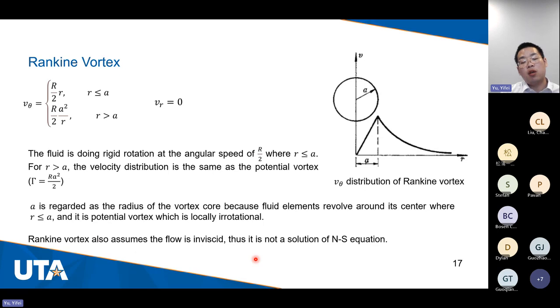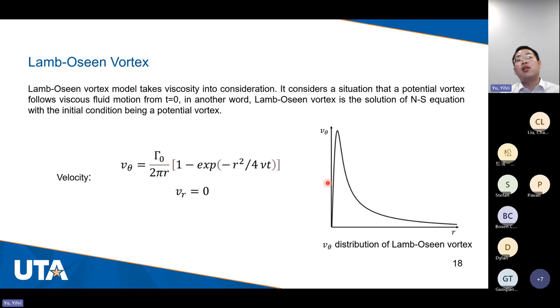The Rankine vortex also assumes the flow is inviscid. But in our real world, there is always viscosity, so we need to take viscosity into account. The Lamb-Oseen vortex is a solution of the NS equation, and it assumes the initial condition being a potential flow. The solution is drawn on screen. It's a velocity field, and the distribution is shown.